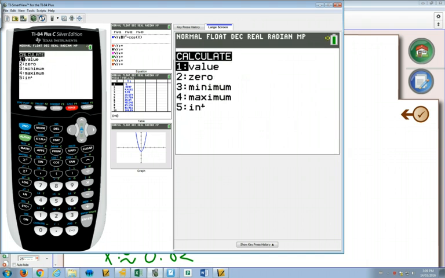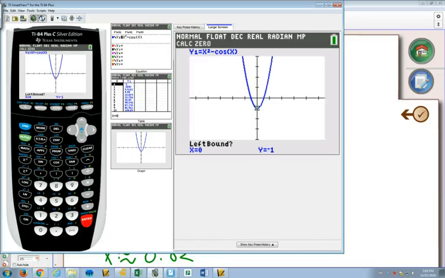I'm going to go second, calculate. I'm going to find out where the x-intercepts of this are. So let's go from -2 to 0. Find out x-intercepts there. Negative 0.824. Why did that work? And the other x-intercept, I'll tell you, is positive 0.824.